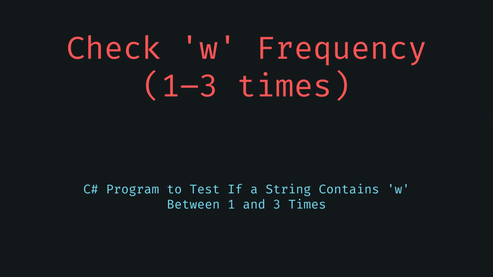Welcome. In this short tutorial, we'll build a tiny C# program that checks whether a given string contains the character w between 1 and 3 times inclusive. This is a nice little example that practices string traversal or LINQ counting, input validation, and boolean logic. I'll show you the code, explain each line, walk through examples and edge cases, and point out how you might harden it for reliability. Ready? Let's go.